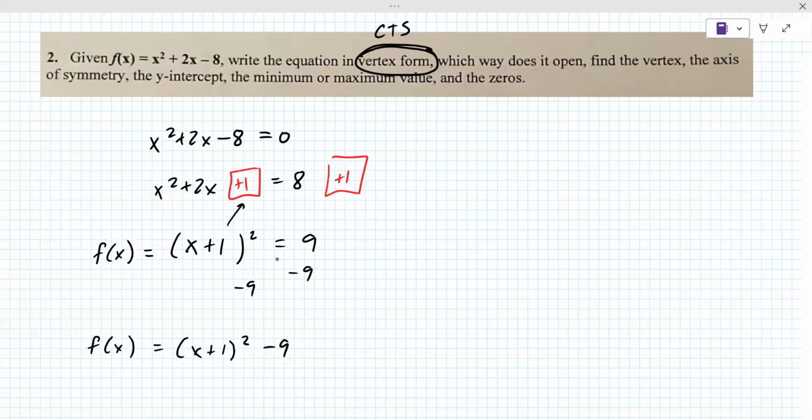Is that okay? Yeah. All right, now from here we can do a bunch of stuff. We can figure out which way it opens, vertex, axis of symmetry, all the stuff they basically want from here. So the way that it opens is based on the A value. The A value is right there in front of the parentheses.